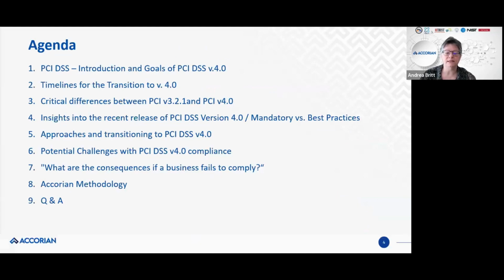So the topics that we intend to cover today: first, we'll give you a brief overview of the payment card industry data security standards, the goals of version 4.0, and the timelines for that transition. We're going to focus on some of the critical differences between the current 3.2.1 version and the new version 4. We'll detail the mandatory updates and those that are considered best practices until a certain point in time. We'll offer some approaches for the transition and some potential challenges with version 4.0 compliance. We'll let you know the consequences if a business fails to comply with the PCI standards. And then we'll wrap it up with Accorian's methodology for performing a PCI assessment, along with a period for questions and answers. So let me turn it over to Kieran so we can go ahead and get started.